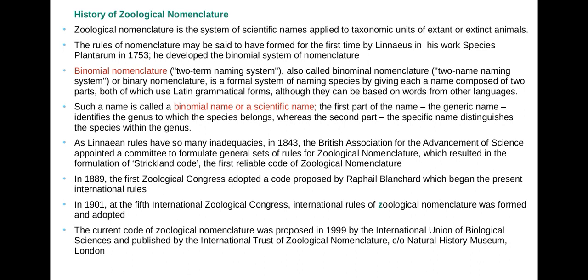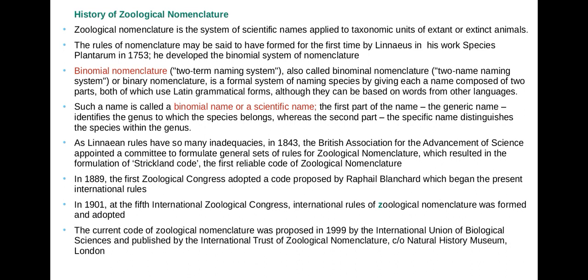Binomial nomenclature, also called the two-term naming system, two-name naming system, or binary nomenclature, is a formal system of naming species by giving each a name composed of two parts, both of which use Latin grammatical forms, although they can be based on words from other languages. Such a name is called a binomial name or a scientific name. The first part of the name, the generic name, identifies the genus to which the species belongs, whereas the second part, the specific name, distinguishes the species within the genus.